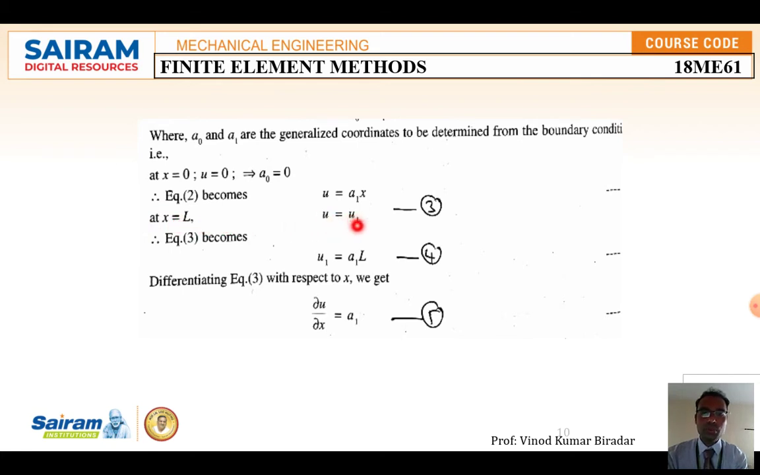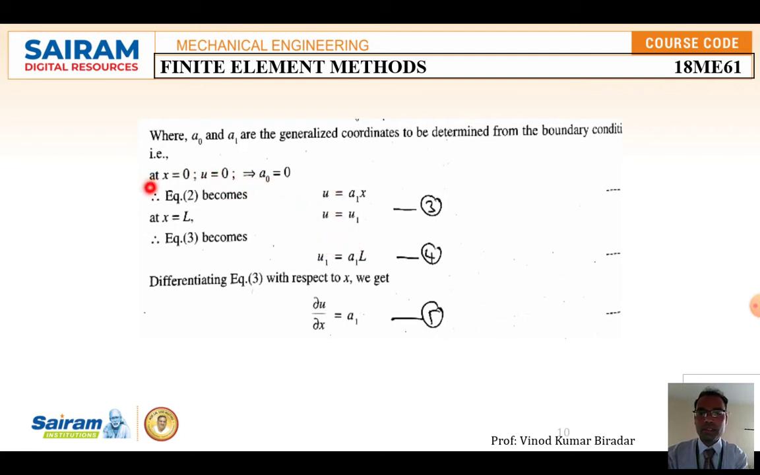U is equal to U1. This is from equation number 2. From equation number 3, at x is equal to L, U1 is equal to A1 L. So you need to calculate the A0 and A1 values. Here the A1 value is equal to U1 by L. You have to calculate these by substituting the boundary conditions.